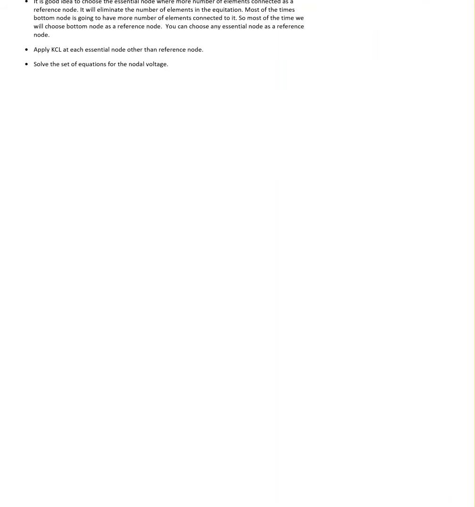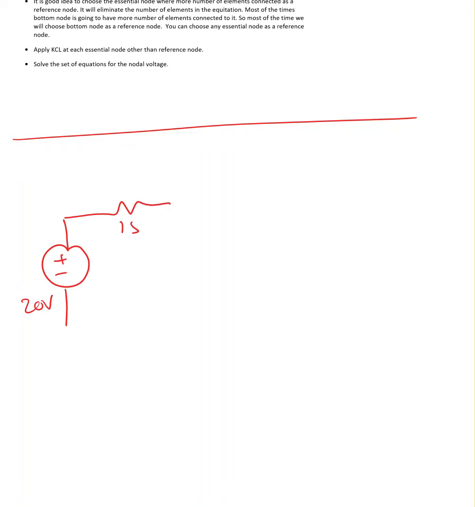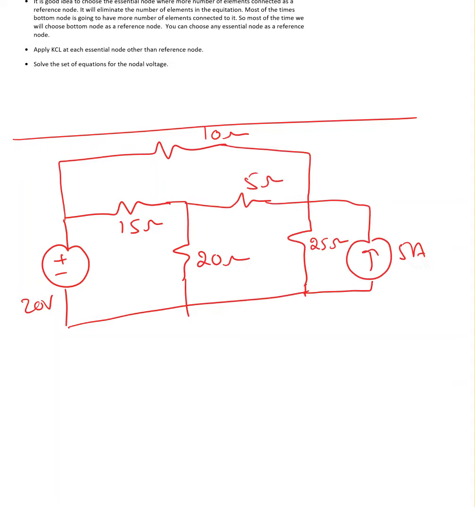Now I'm going to start with a simple example. Here is a simple example. I have a 20-volt source and then connected 15 ohms, 20 ohms, 10 ohms. So here is the given example. Here I have two sources. One is a 20-volt voltage source, another one is a 5 ampere current source.